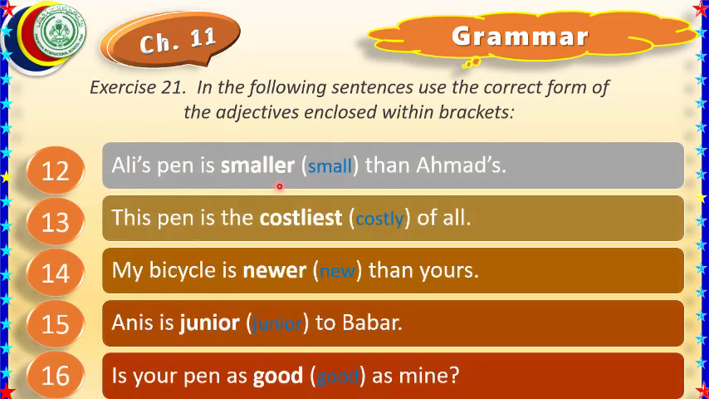Ali's pen is smaller than Ahmed's. We are comparing Ali's pen with Ahmed's pen. We shall use here comparative degree because we are comparing two things. Anis is junior to Babar. Do you remember? We learned it while learning the rules that with junior we shall write to. We shall not write here Anis is junior than Babar.